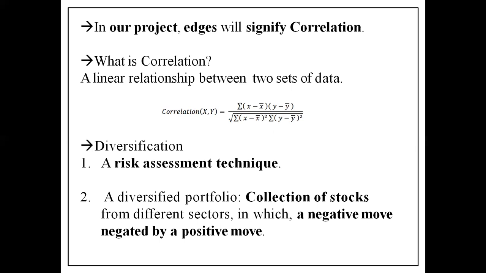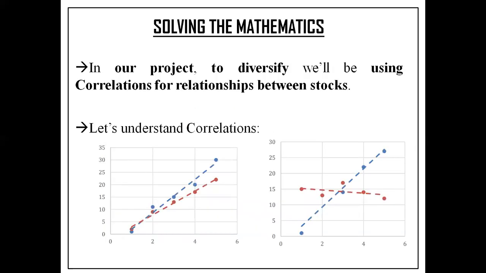The second term is called diversification. It is just a risk assessment technique that strives to have a collection of stocks among which a negative move will be negated by a positive move. To diversify, we will be using correlation. So let's understand correlation better with an example.